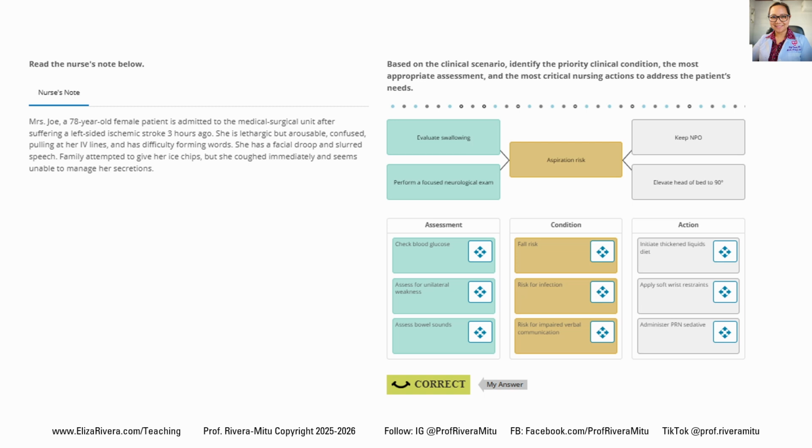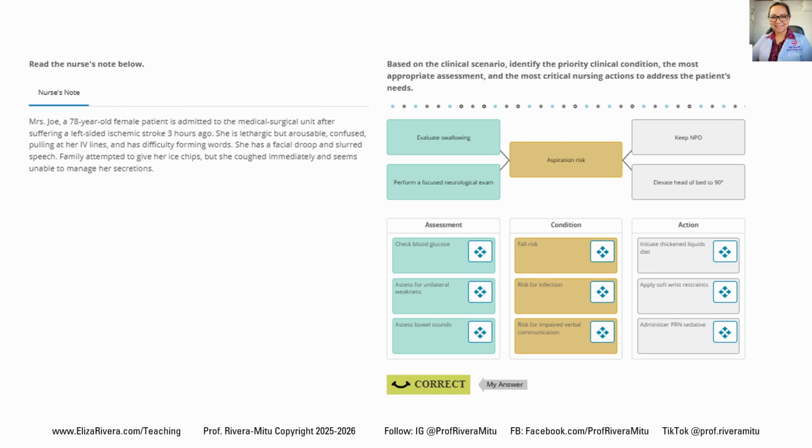First, let's look at soft restraints. This may be considered, but only after safety assessments and physician orders. They are not first line. Also, thickened liquids are unsafe without a confirmed swallow screen. The PRN sedative worsens the level of consciousness and increases aspiration risk, so we don't want to do that either.